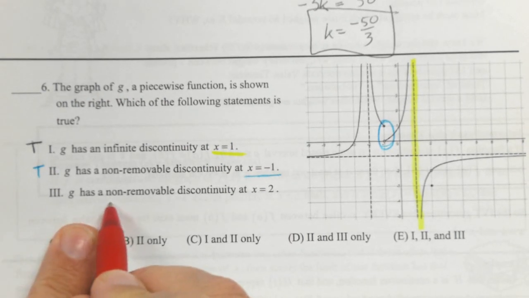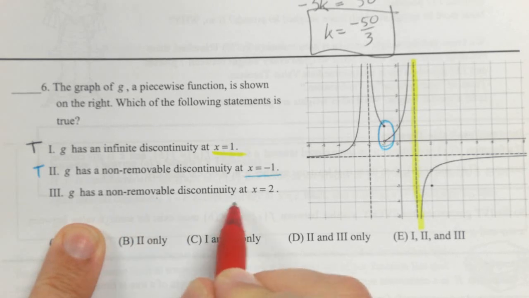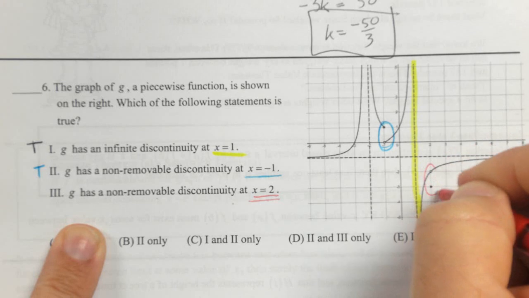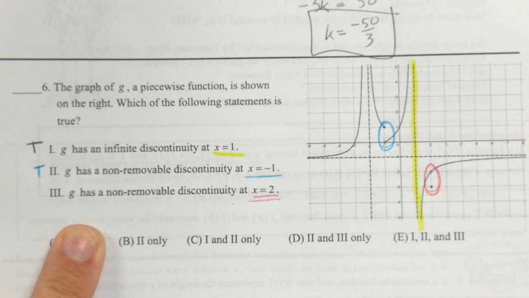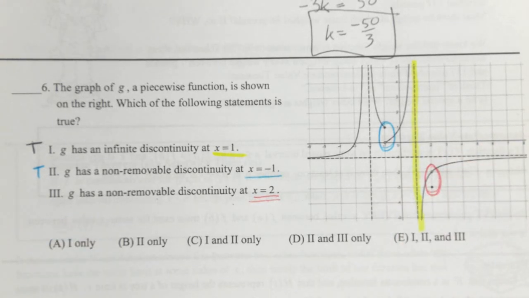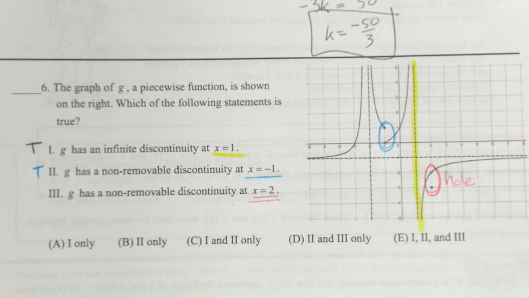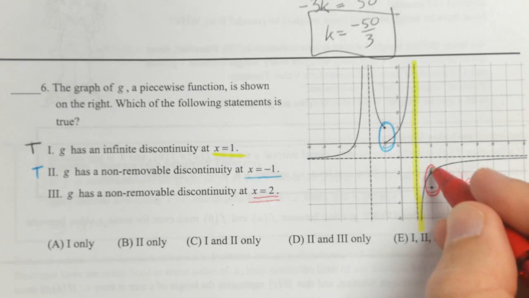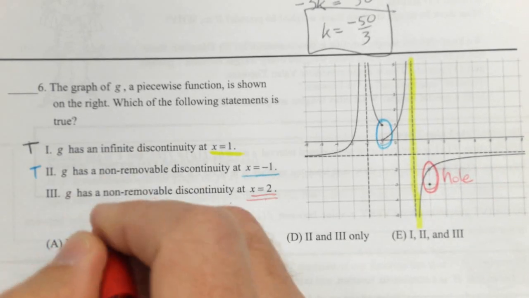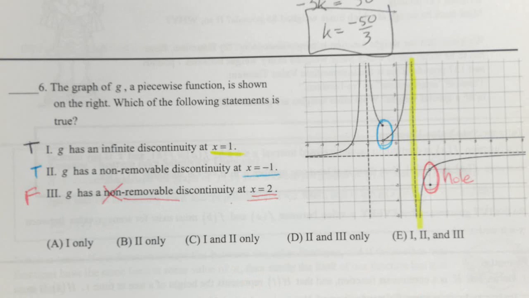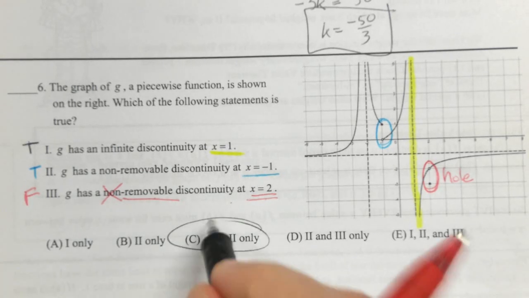Statement 3, G has a non-removable discontinuity at x equals 2. Okay, x equals 2, that's right there. That's a hole. So is statement 3 true or false? False, because that's fixable, right? I can just plug the hole in and we're good. So that's a removable discontinuity. So 1 and 2 are true, but not number 3.